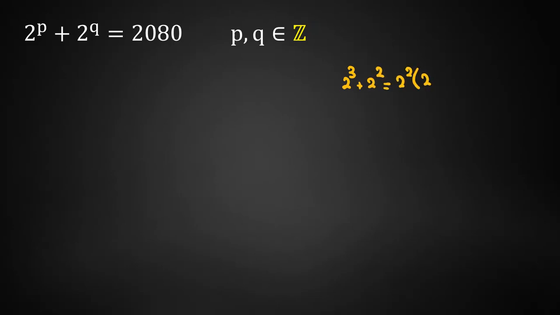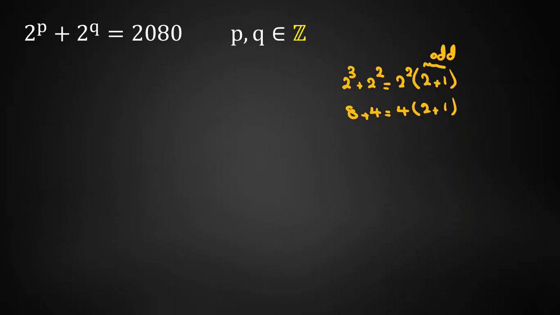2^2, and it will be 2^2 times (2 + 1). Because it is 8 plus 4, so you factor out 4 and get (2 + 1). So we will see this part. First, we will see it is 2 to the power of something times an odd number. So we want to see, 2080 is 2 to the power of what times an odd number?